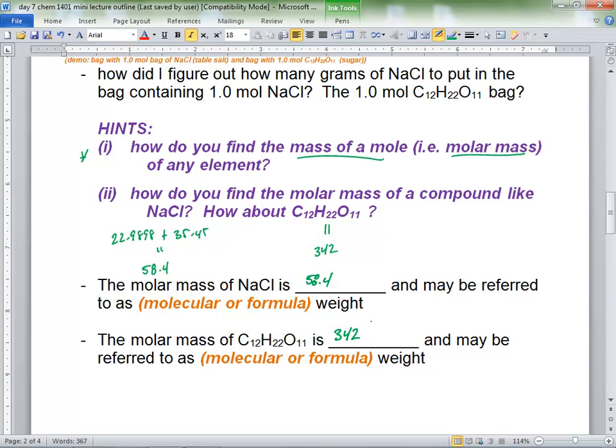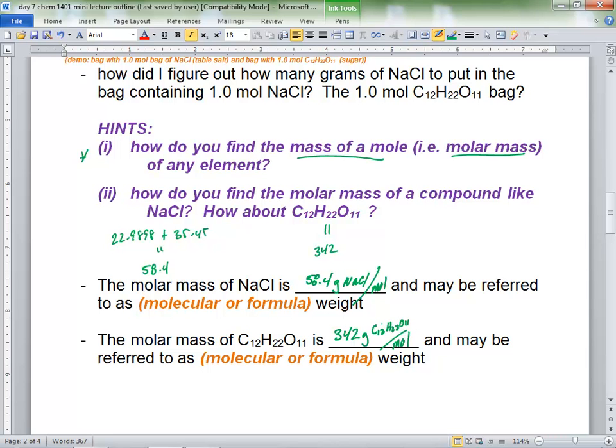It's 58.4 grams of sodium chloride per mole of sodium chloride. 342 grams of C12H22O11 per mole. A lot of folks just write grams per mole, and that works too, but it's helpful to write the grams of the compound per mole of the compound, because it'll really help you with what's coming up. But it's always grams per mole. That number always goes with the grams.